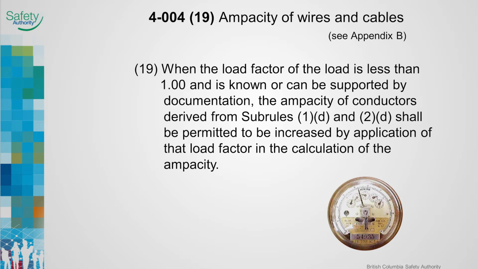Rule 4-004, Subrule 19, applies to the underground ampacity of conductors in Subrule 1D and 2D. In electrical engineering, the load factor is defined as the average load divided by the peak load within a specified time period. When the load factor is known, additional engineering calculations can be performed to determine the heating and cooling cycles of the conductors. These calculations can then be used to assign an ampacity to a given set of underground conductors, which will result in their temperature rating not exceeding manufacturer's specifications. Precise calculations must be made by qualified persons.